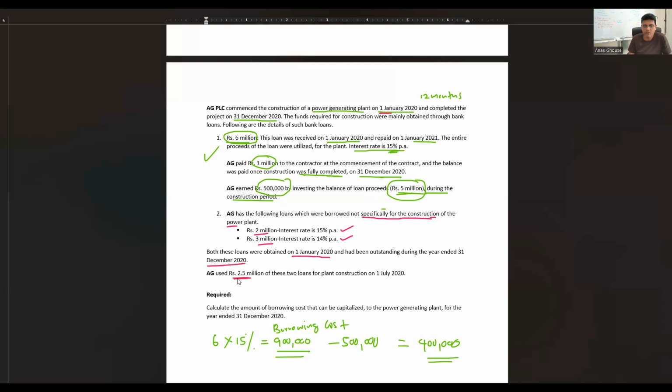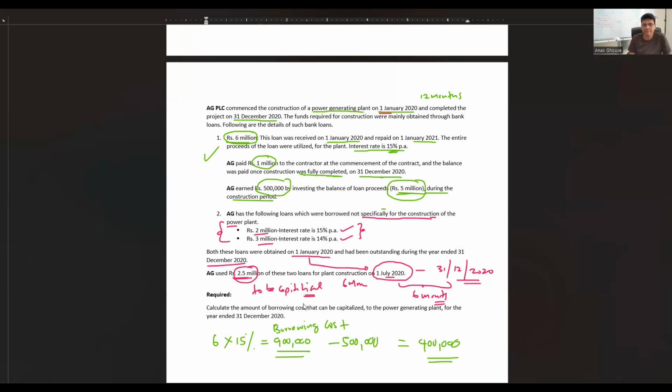AG used 2.5 million out of these funds of these two loans for plant construction on 1st July 2020. So these loans were obtained on 1st January, but it was utilized after 6 months, and the construction completed on 31st December 2020. So this 2.5 million was utilized for this 6 months period, from July 2020 to 31st December 2020. So out of this 2.5 million, how much is to be capitalized?